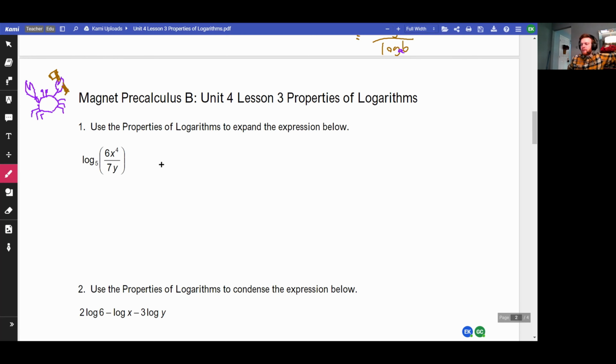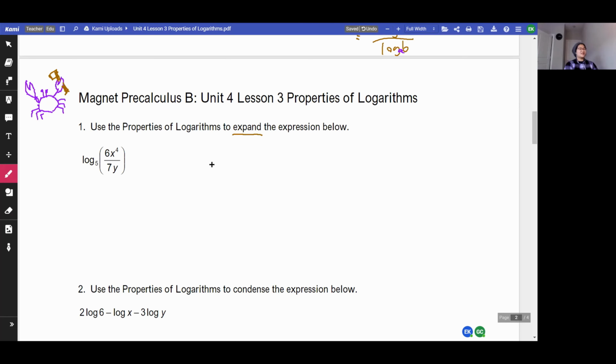So let's use these properties. Use the properties of logarithms to expand the expression below. As lumberjacks, this is what we want to do. We want to split things up. Here's my challenge to you, Mrs. Contreras. Can you split this up, but also make it so I'm log base 10? I think so. I think we can do that.